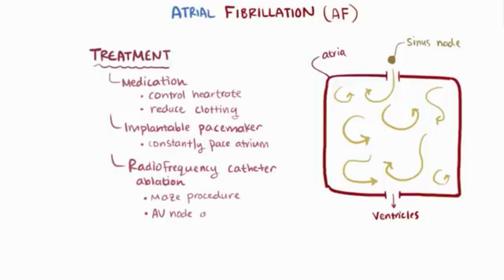Sometimes patients will have ablation of their AV node, essentially cutting off any communication between the two. Since the ventricles aren't getting any input anymore, though, these patients need an implantable pacemaker to make sure the ventricles contract at high enough rates.